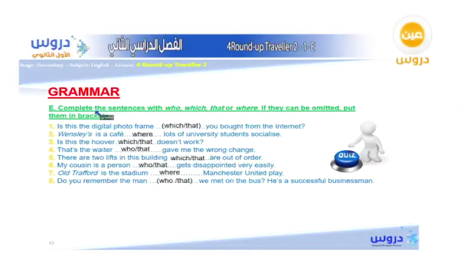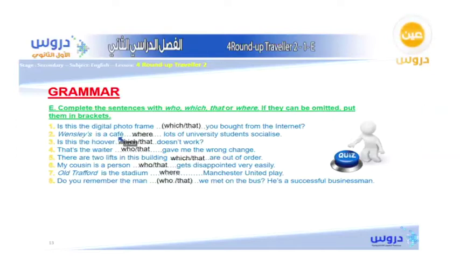In A, complete the sentences with who, which, that, or where, the relative pronouns, if they can be omitted. Put them in brackets. Also, you have to write them in brackets. Number 1. Is this the digital photo frame you bought from the internet? You can use which or that.